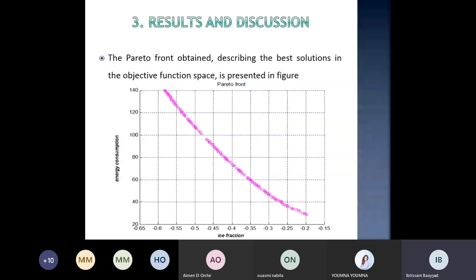It represents the best possible trade-off between the volume fraction of ice crystals produced and the energy consumption of the crystallizer. The shape of this front can offer a general perspective about how changes in design variables would influence the study's process performance.